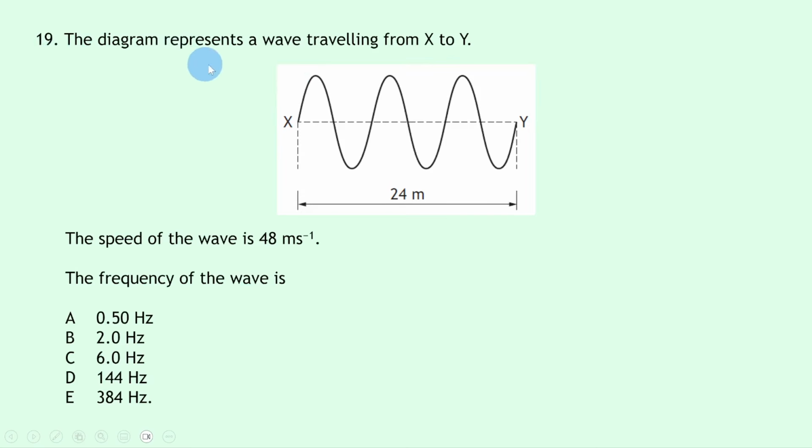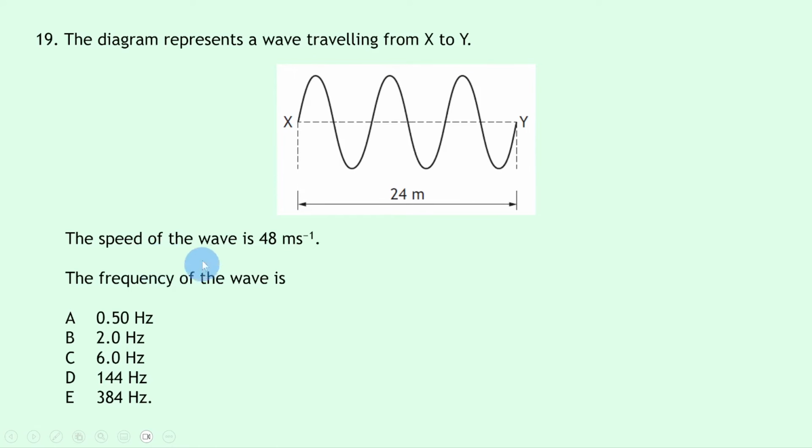Question 19 says the diagram represents a wave travelling from x to y. So here's our wave travelling from x to y, and we're told this full length here is 24 metres between x and y. It says the speed of the wave is 48 metres per second. The frequency of the wave is. Well, if we're asked to calculate frequency and we're given a speed, then chances are we're going to use the wave equation v equals f lambda.